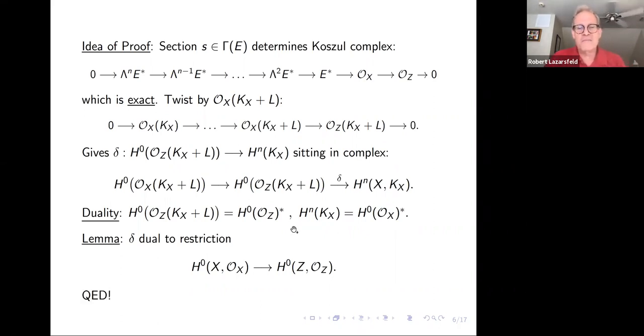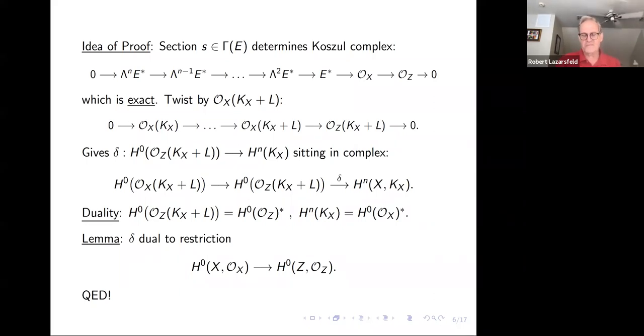But now we're done, because what does this mean? This is just the restriction. So if you choose obvious bases here, this delta is given by the matrix 1, 1, 1, 1, 1, 1, 1. It just sums up the values of these things at all these points. And so if you had a section of K_X plus L that vanished at all but one of the points, if it didn't vanish at the remaining one, it couldn't map to 0 under delta. So you're done. Okay, so this is basically the Griffiths-Harris proof of Cayley-Bacharach. Again, it's the exactness of the Koszul complex, and it's then duality.